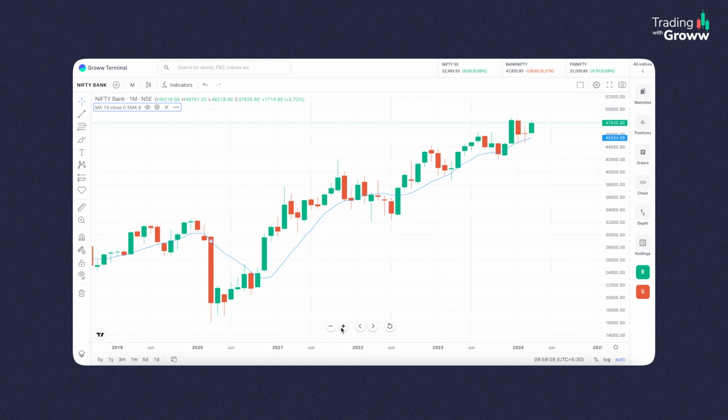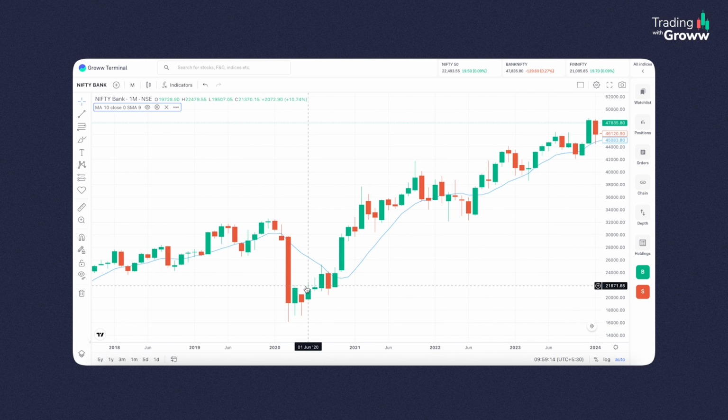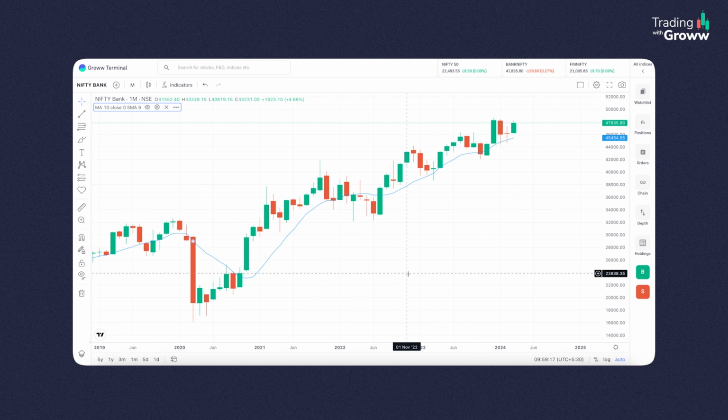Now if you plot it on a monthly chart, you will be able to easily cover the bigger trends, where the daily whipsaws are avoided. Only if the monthly chart closes below the 10-month moving average, we are going to sell it. And if it closes above the 10-month moving average, we are going to buy it.